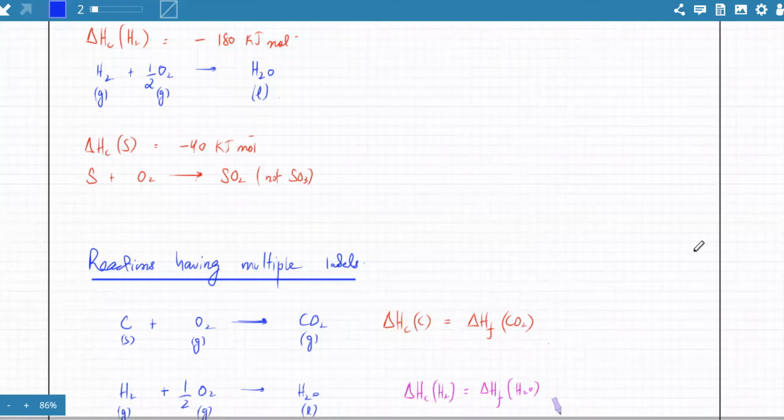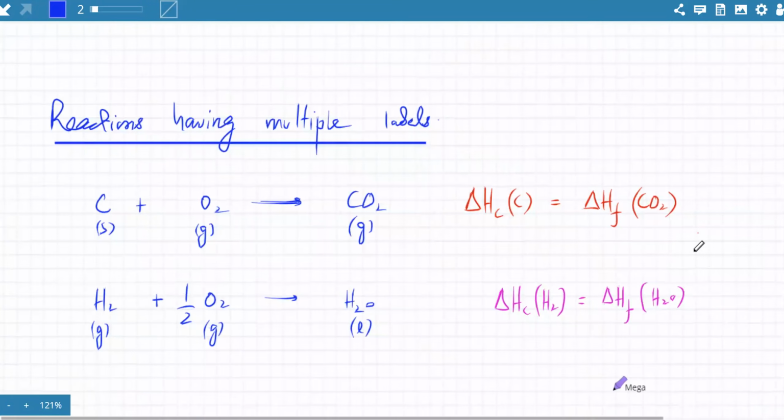And yes, Abdullah. When we learn more definitions for enthalpy changes, when we come back to these reactions, will they have more enthalpy change labels, or will they have only these two?